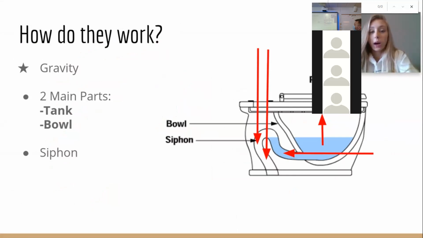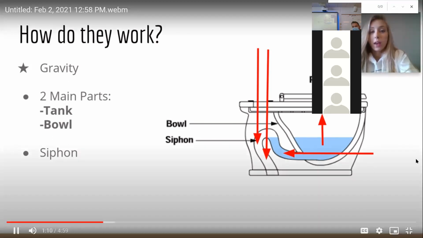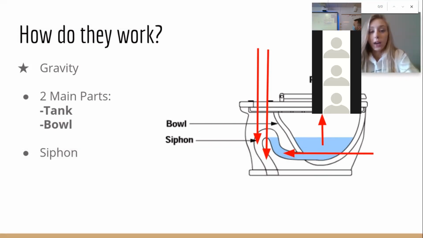There's a hole at the bottom of the toilet that leads to a tube, which leads to the sewer. This tube is called the siphon, and it goes up and then curves down. When a large amount of liquid is forced into the bowl, it fills up so much that the water has enough force to push the existing water over that peak and down the pipe.